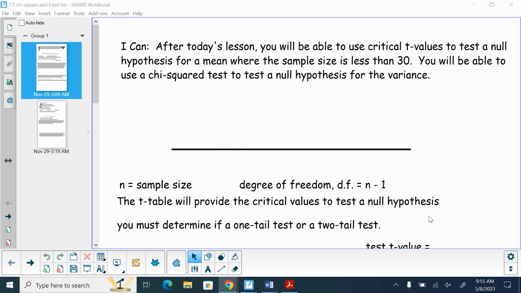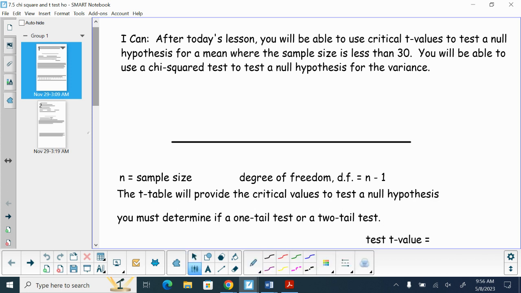Today, once again, we're going to reduce the sample size. And when we reduce the sample size, the only thing that's going to change in what we've been doing up till now is how we find our critical values. So finding those critical values is just going to be a little bit different.